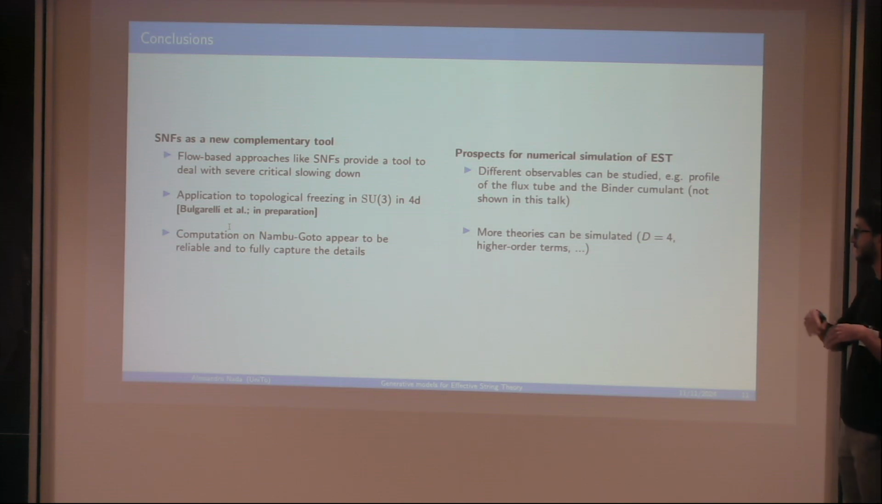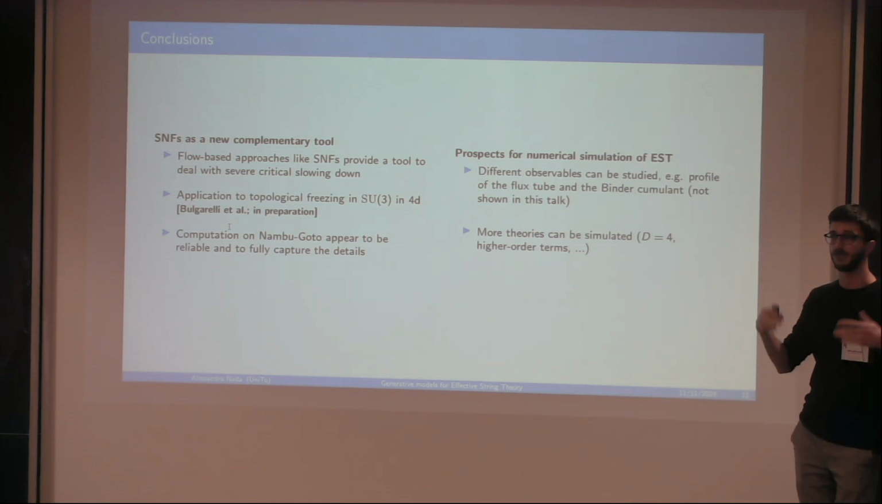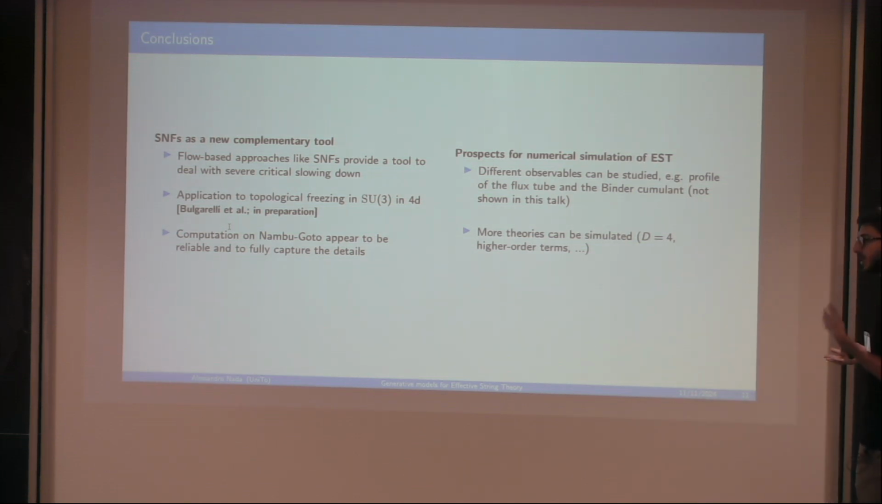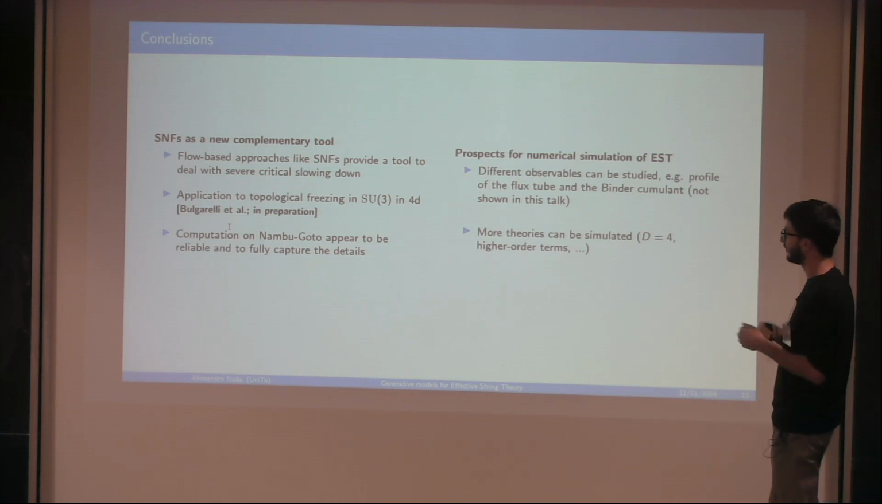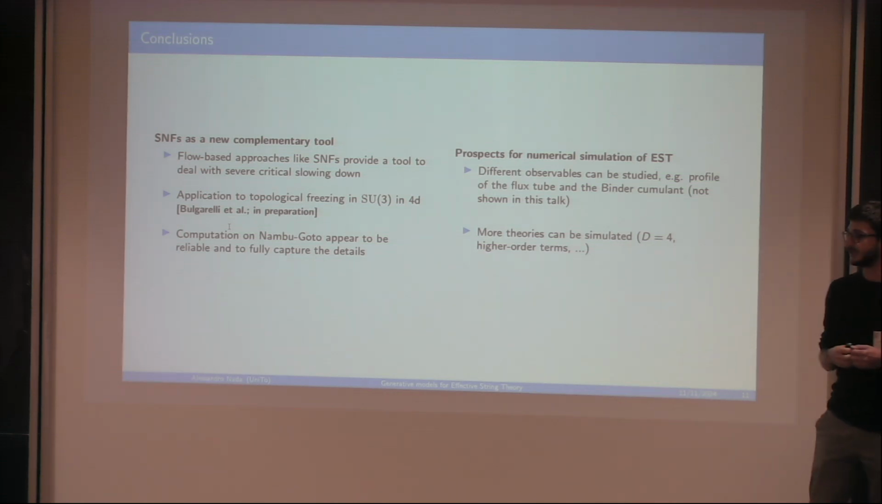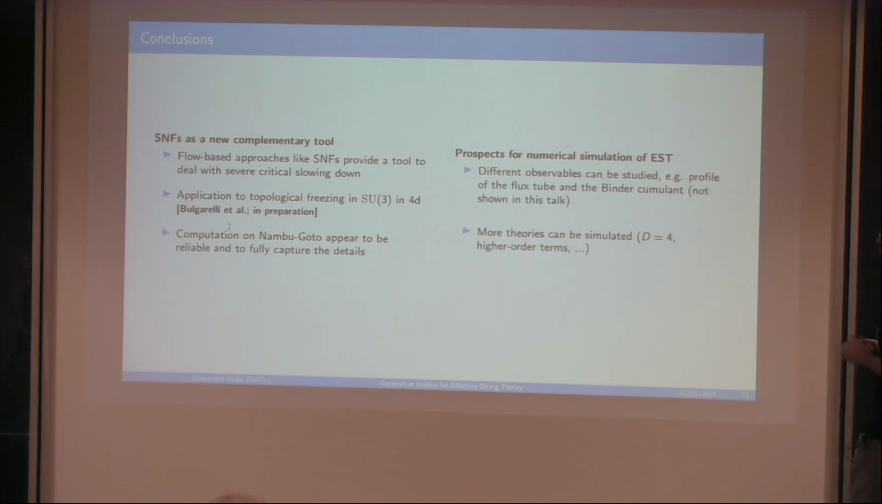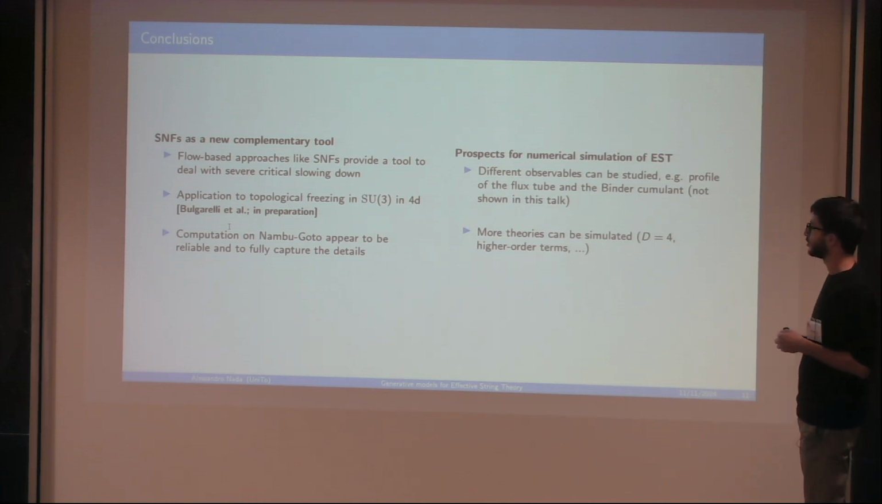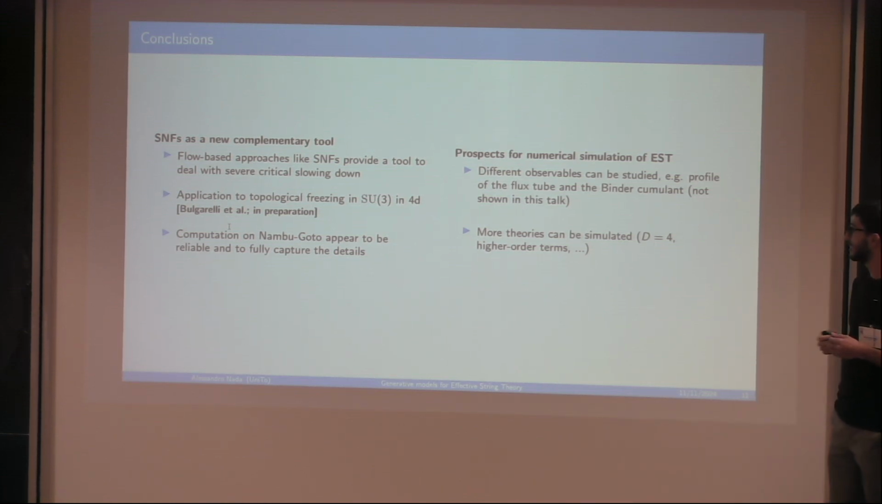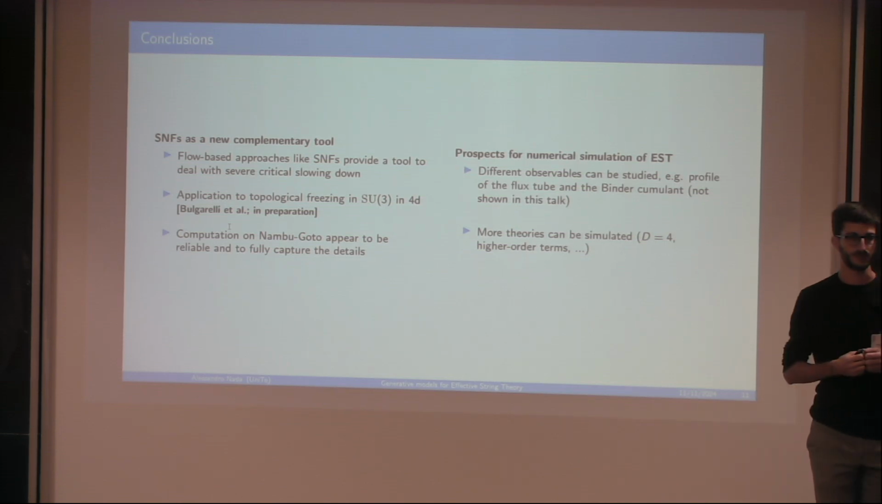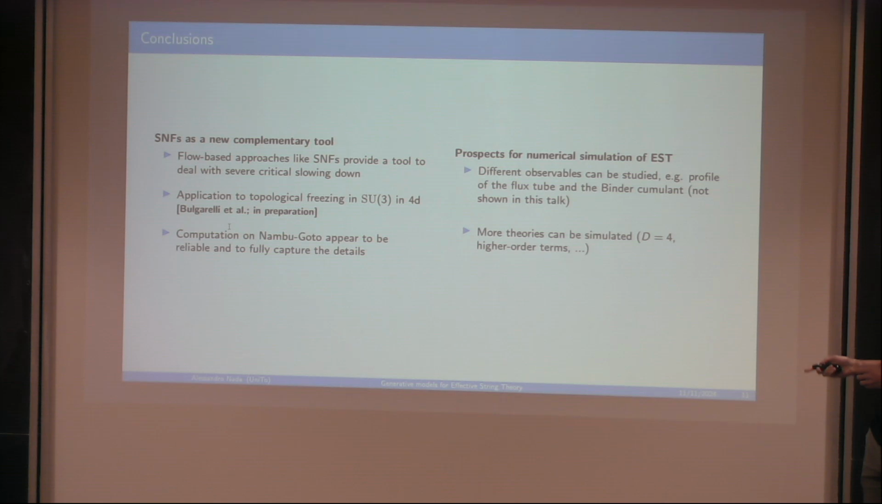I didn't mention much about it, but we also checked, for example, the profile of the flux tube. We calculated the Binder cumulant, which is an interesting way to see whether the profile of the flux tube is Gaussian or not. And in principle, you can also look at more complicated observables, which would be quite difficult to study analytically. And of course, you can go to higher dimensions, higher order terms, and so on and so on. So I think this is it. Thank you for your attention.